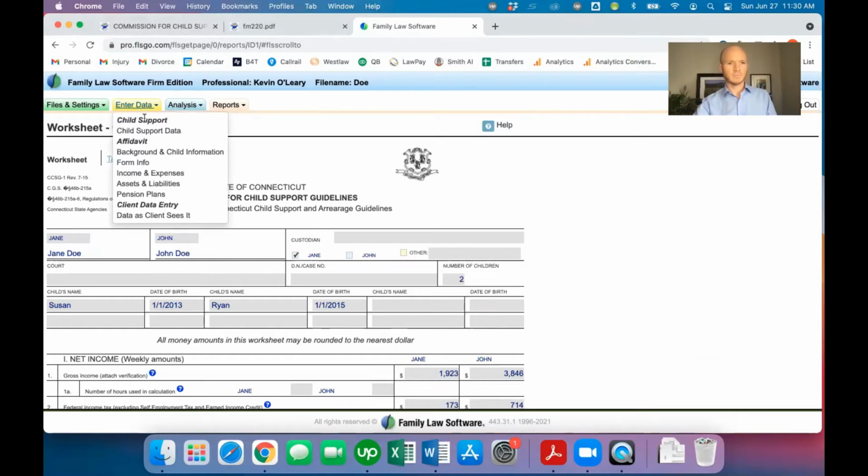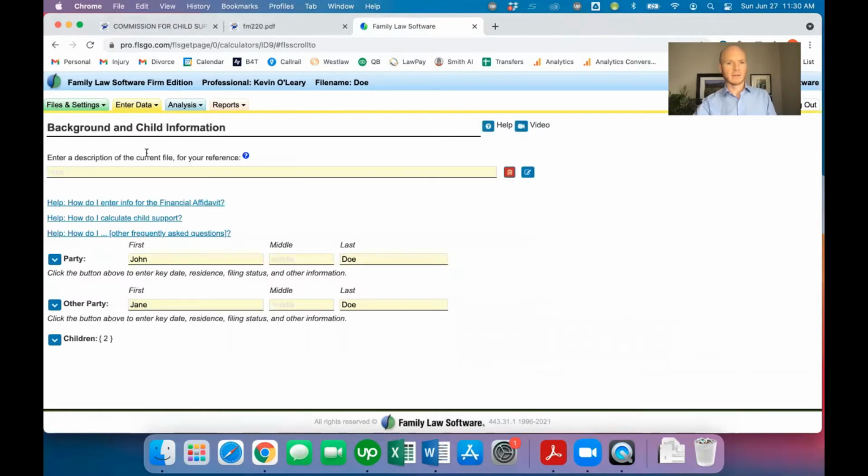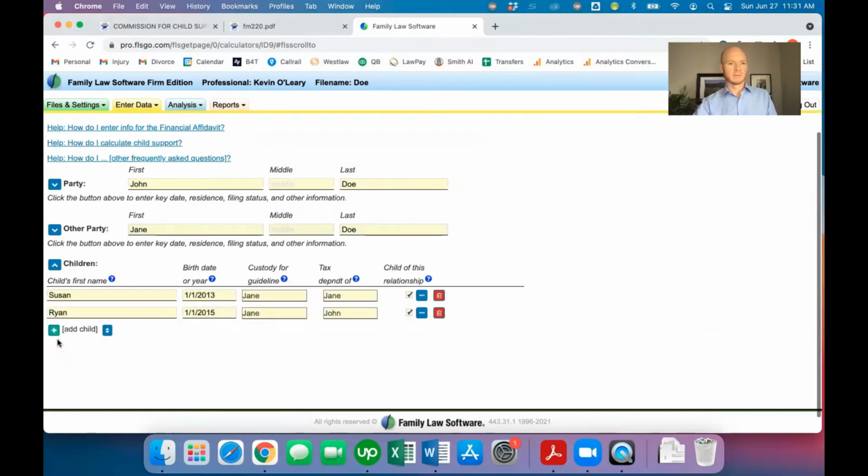So just to go over how to do it in family law software. You first have to do background information of the children. So this is just the sample case. So John Doe versus Jane Doe, and then you have to type in the children. So in this scenario, we've got two kids, one born in 2013, one born in 2015. We've got custody for the guidelines going to Jane. So what you're putting here is the parent who has the children living primarily with them.